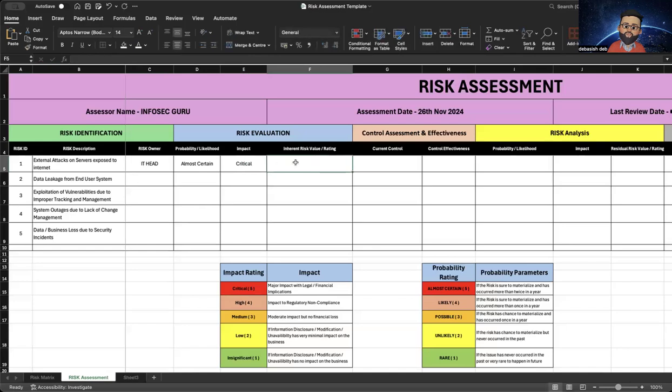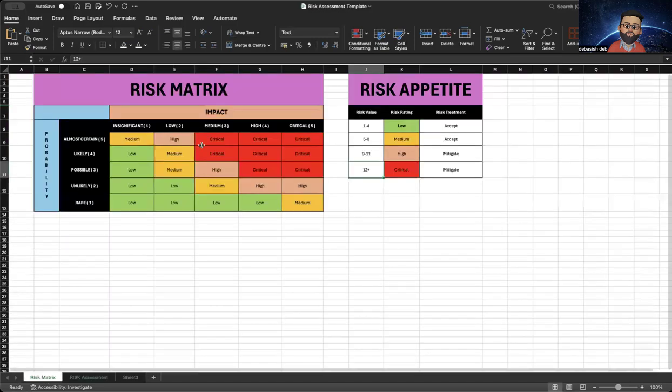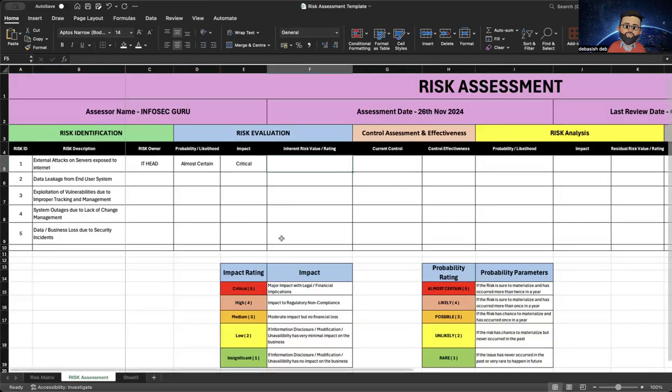Now, we'll calculate the inherent risk. How do we calculate the inherent risk? Inherent risk is calculated by the risk matrix. So impact is critical and probability is almost certain. So this comes as 5 into 5, which is 25. So 12 plus is critical. So we will go ahead and write here critical. Now this is our inherent risk, which is before applying any controls.